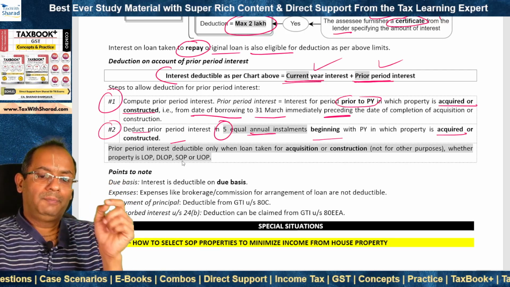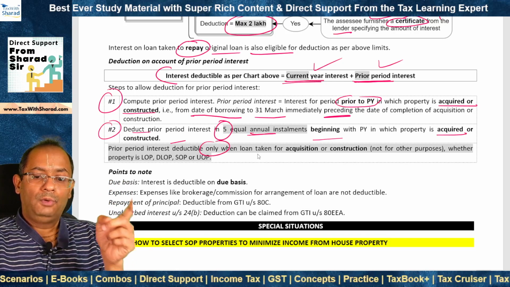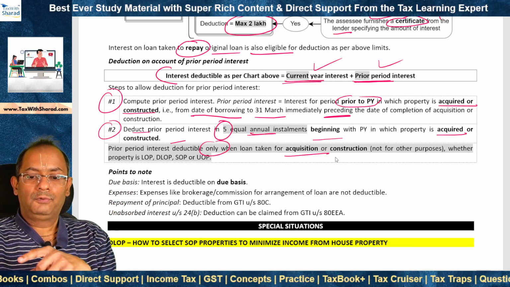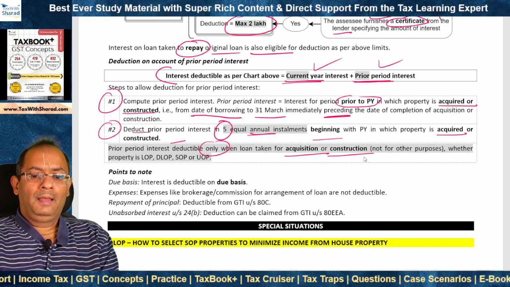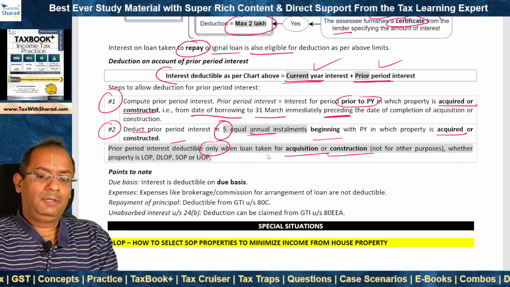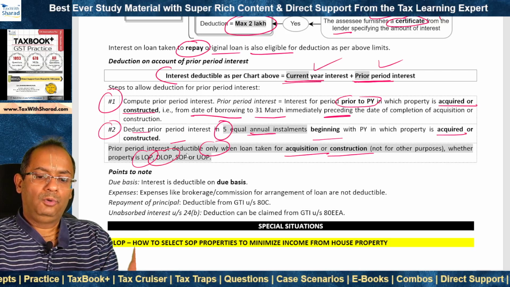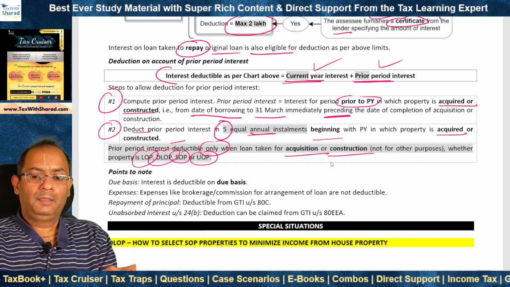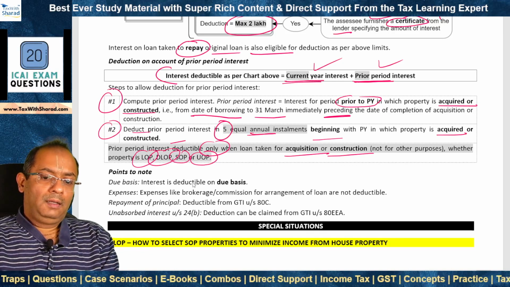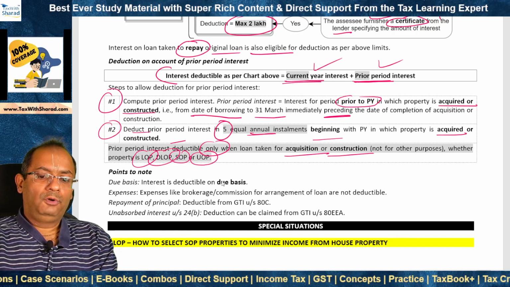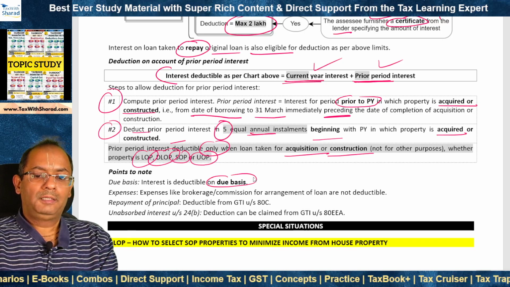What you need to note is the prior period interest is deductible only when loan is taken for acquisition or construction, not for other purposes. And prior period interest is deductible whether the property is LOP, DLOP, SOP or UOP, it doesn't matter, but the loan should be taken for acquisition or construction. Now interest under section 24B is deductible not on payment basis but on due basis.